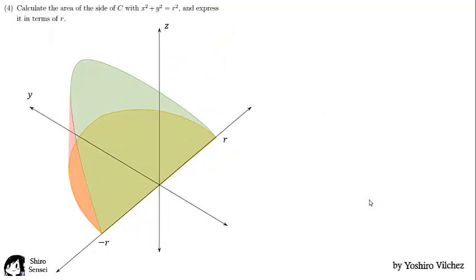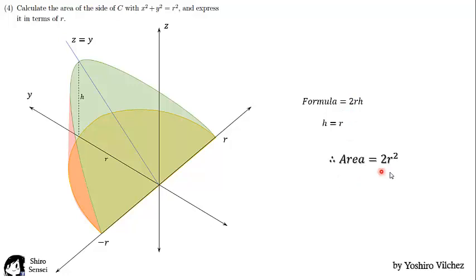Next question. Calculate the area of the side of C with x squared plus y squared equal to r squared and express it in terms of r. So x squared plus y squared equal to r squared is this circle, and the side area will be this red side. In order to solve this problem, we should remember the following formula: 2 times rh, where r is the radius of the base circle and h is the maximum height. But as we know, this straight line is z equal to y, so h is equal to r, and replacing in this formula we get finally the area is 2 times r squared. And there are the answers.